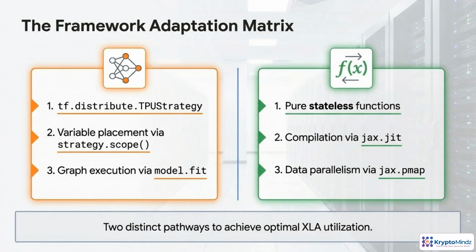TensorFlow and JAX follow different paths to the same XLA engine. With TensorFlow, you largely keep the familiar Keras workflow. You wrap your code in a TPU strategy scope, let it manage variable placement, and rely on model.fit to handle graph execution and replication. With JAX, you work in terms of pure functions. You explicitly JIT compile compute and use pmap to spread those functions across devices for data parallelism.